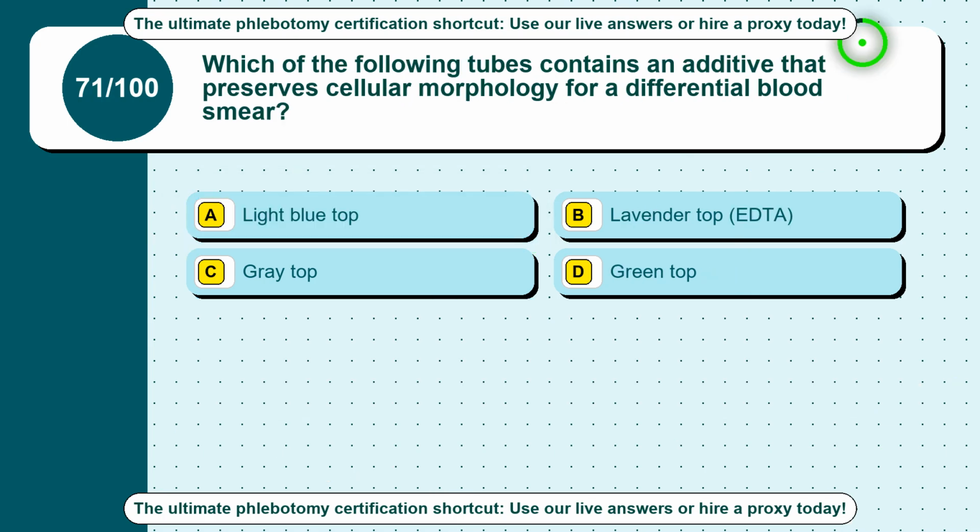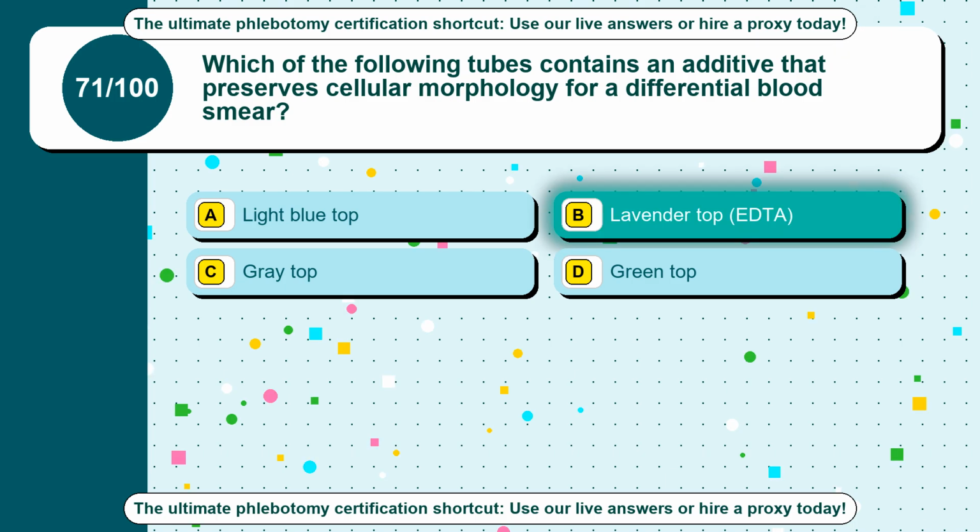Question 71. Which of the following tubes contains an additive that preserves cellular morphology for a differential blood smear? Option A, light blue top. Option B, lavender top, EDTA. Option C, gray top. Option D, green top. The correct answer is option B, lavender top, EDTA.